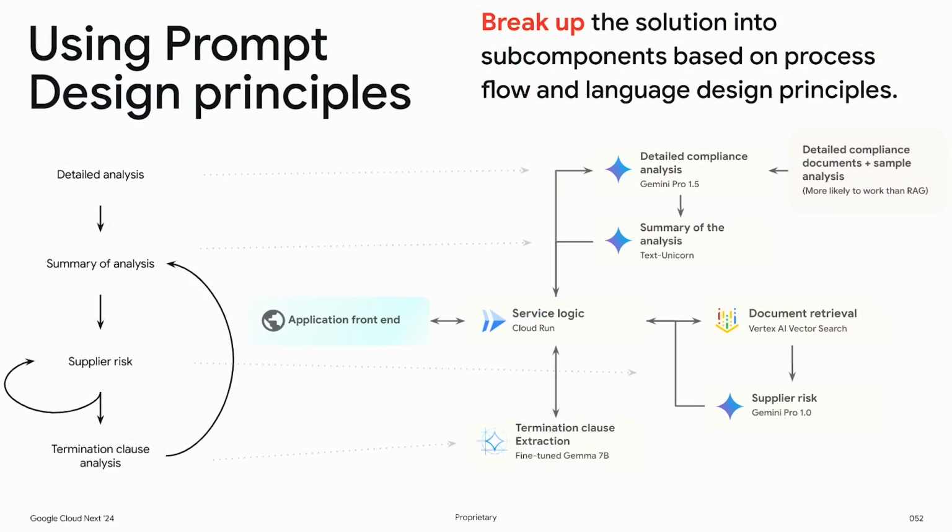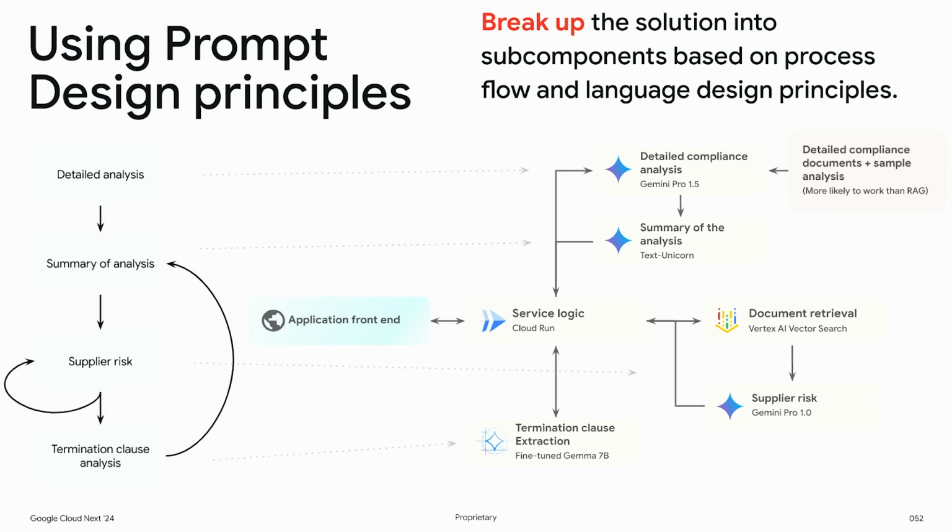You end up with a solution where you now have the detailed analysis part. You would use Gemini Pro 1.5. You might want to insert the entire compliance and risk manual into the context, and then let the model reason across the entire manual to do the detailed analysis. Then you'd use Text Unicorn, which is very good at summarization, to summarize.